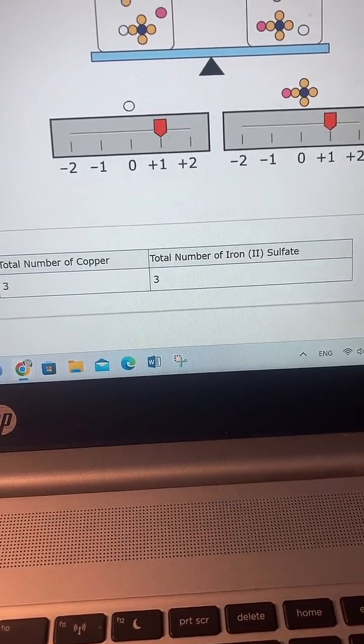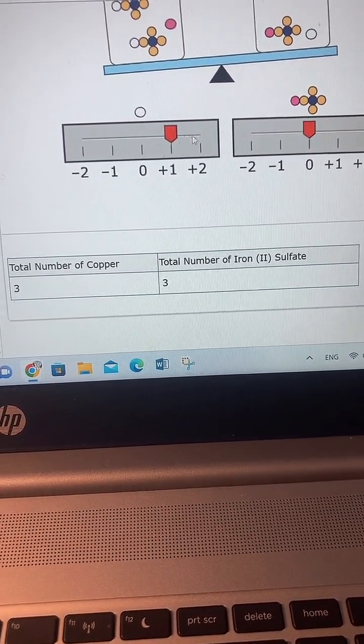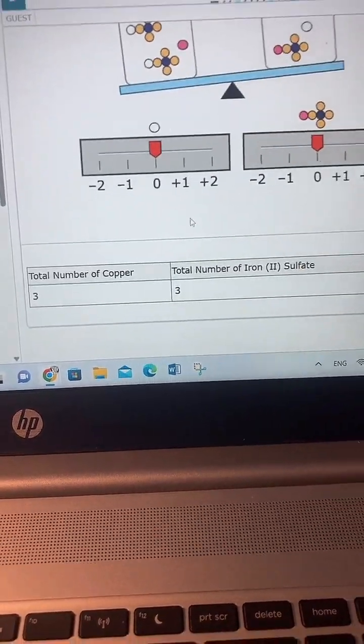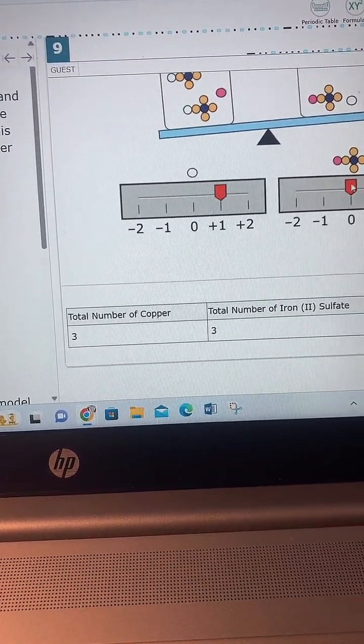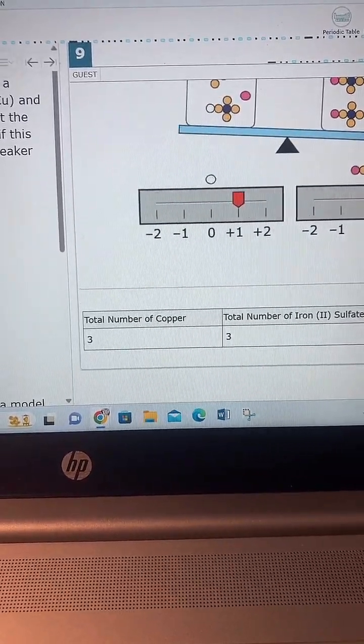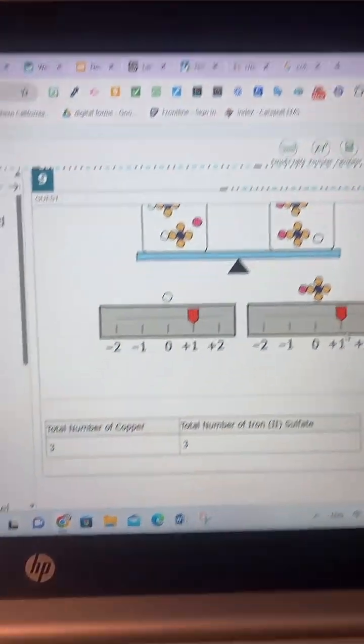Here it's 3 and 3 when it's correct. Let me just try when it's like this, and you'll notice, whoops, wrong number of trials reached, so I guess you can only try it once. So if I go like this, it's going to once again continue. So it only gives me 1 trial, which is kind of silly. I have to wait till it's balanced.